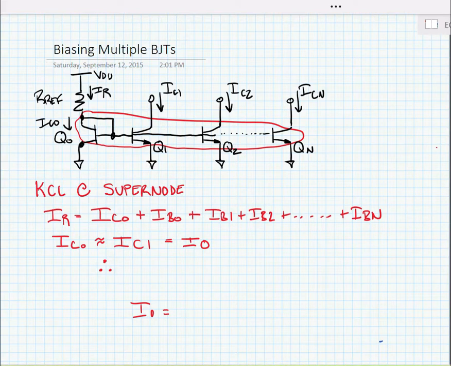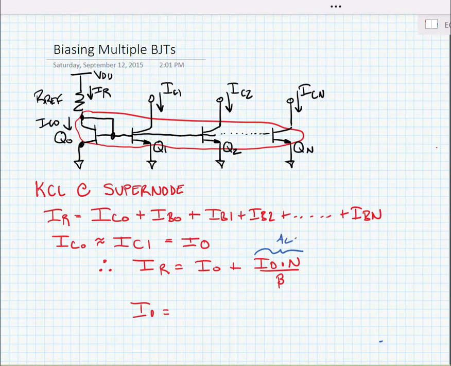So now we can make a substitution. If we assume that all the devices have equal area, then we can write that IR is equal to IO plus IO times N divided by beta. This last term here is accounting for all the base currents. All right, so rearranging this, we can say that IO is equal to IR divided by 1 plus N divided by beta.